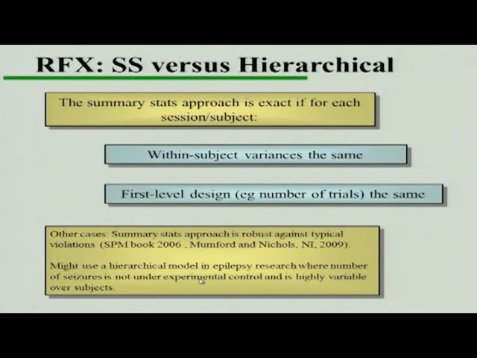So the only reason you'd use the hierarchical model would be if you had within subject variances that were very different, or if you had first level designs that were very different. For example, if you had 20 trials for subject 1 and 2 trials for subject 2, that would mean that subject 2's effect, really you should downweight that in your final analysis. And you can do that using the hierarchical model. So that would be the benefit of using a hierarchical model.